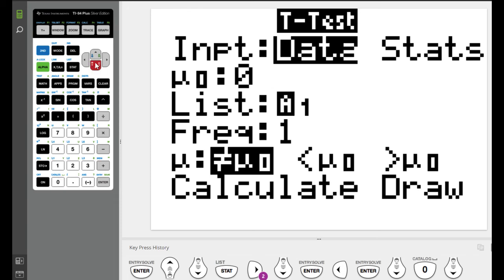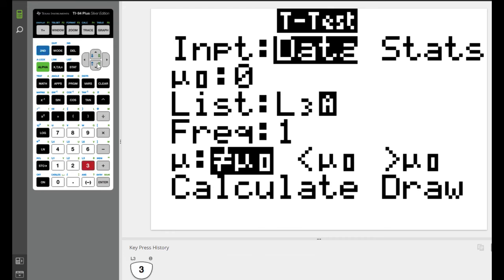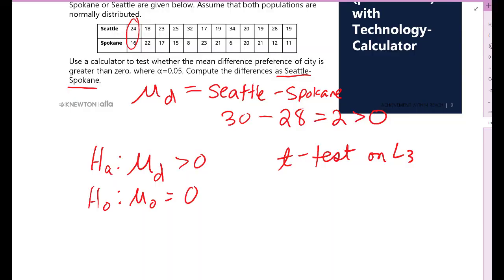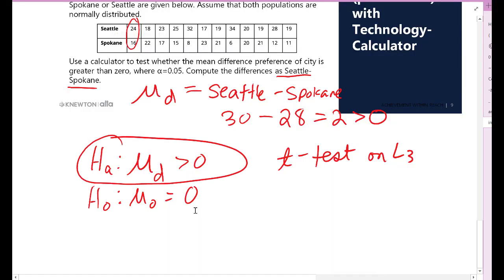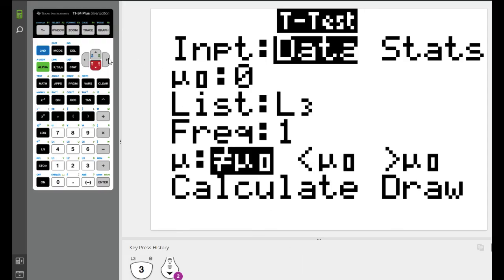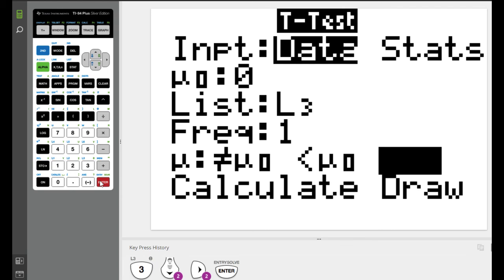Our list is the list you want to perform the t-test on. I want to perform it on the differences, so it's not L1 or L2, but L3. How do I type L3? Second 3. Frequency is always 1. You're never going to change that for this class. At the bottom, as always, it's asking what type of test we should perform. We need to perform a right tail test, so we select the right tail option.